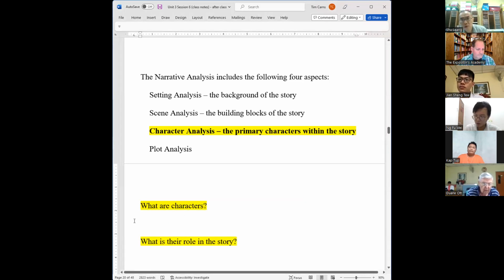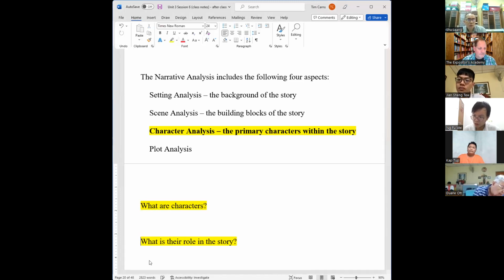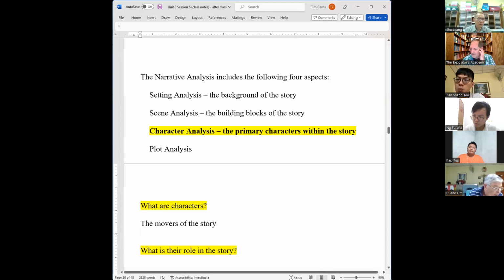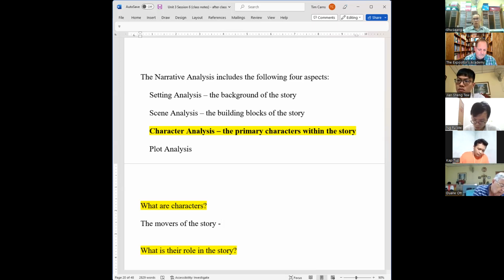The movers of the story. The what of the story? The movers. Okay. Yeah. The movers of the story. Good. That's a good way to describe them. What do you mean by that? The movers of the story. Instead of the narrators who give the storyline, they are actually the persons who are in the story to move that storyline.